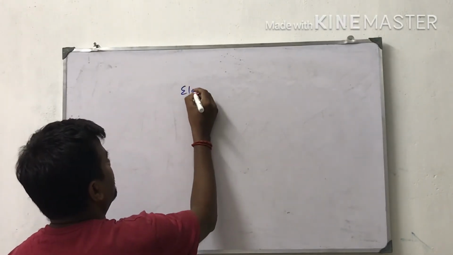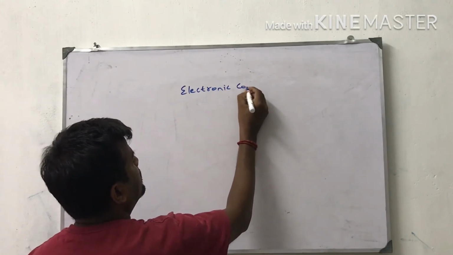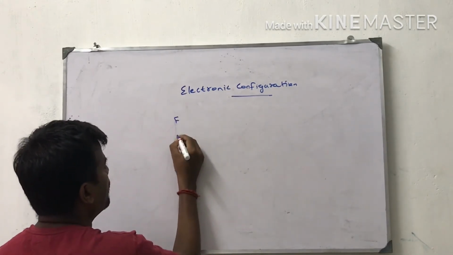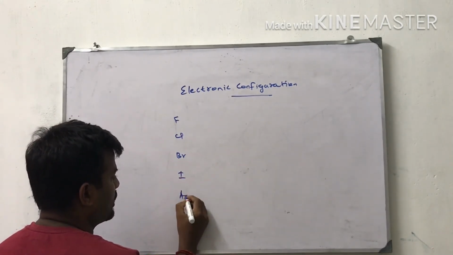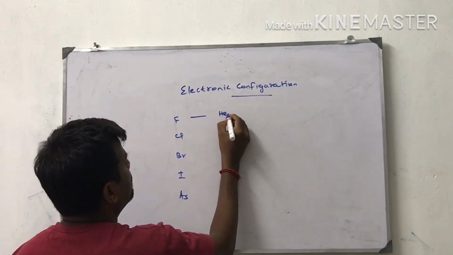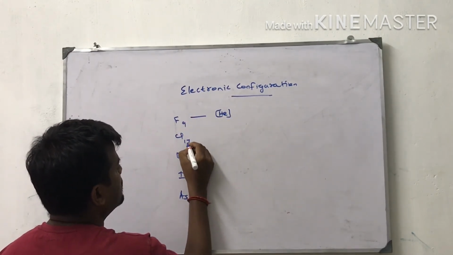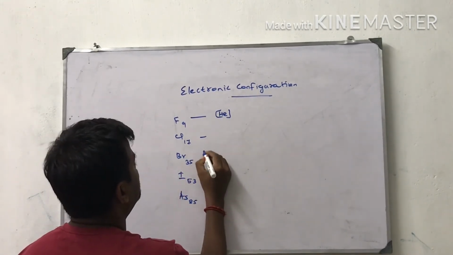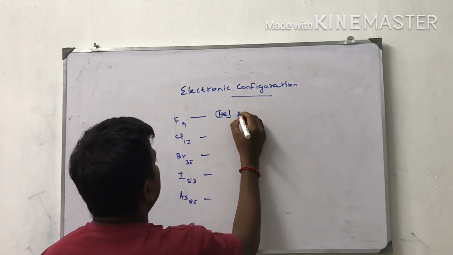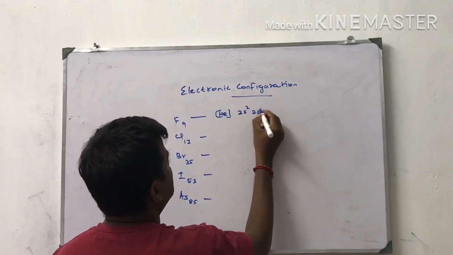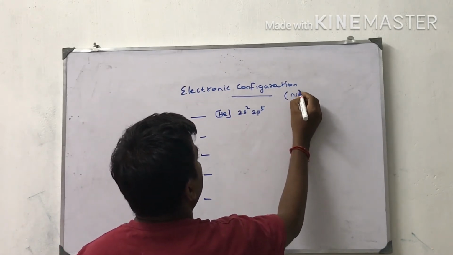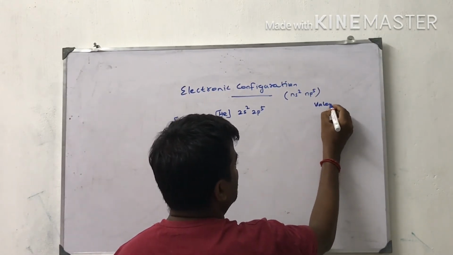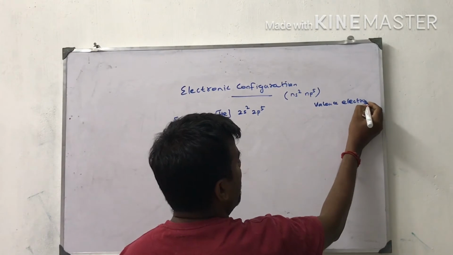Electronic configuration of group 17 elements: fluorine, chlorine, bromine, iodine, astatine. Their atomic numbers are fluorine 9, chlorine 17, bromine 35, iodine 53, astatine 85. Fluorine is helium 2s2 2p5. The general electronic configuration is ns2 np5. Group 17 elements have 7 valence electrons.